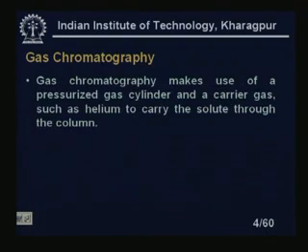Gas chromatography we have already discussed. Gas chromatography makes use of a pressurized gas cylinder and a carrier gas such as helium, which is inert in nature, to carry the solute through the column. We have discussed that there is a column and through the column the gas should flow, and there is a packing material inside the column, which will adsorb or absorb and elute it after some time, one by one.